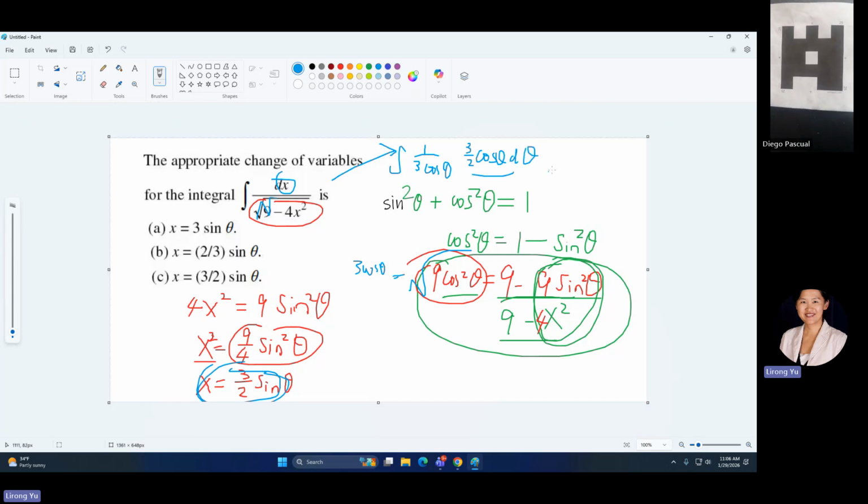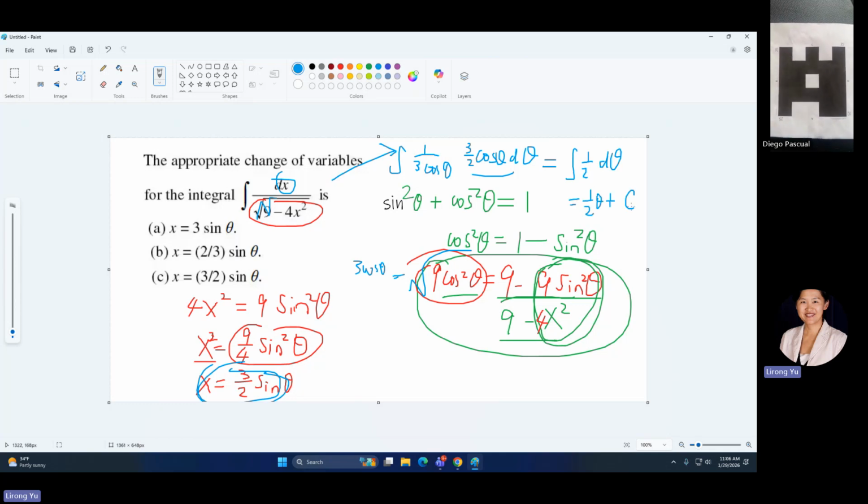So the 3 will be canceled. The cosine theta will be canceled. You're going to get the integration of 1/2 d theta. And if you integrate this, the antiderivative is 1/2 theta plus c. That finishes the whole integration. And then what is theta?